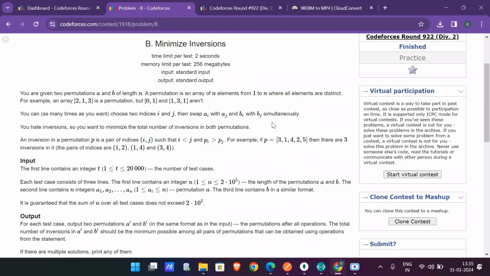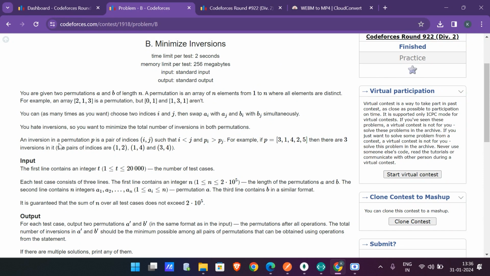Hi everyone, today we are quickly diving into a coding challenge called Minimize Inversions. That is problem B from Codeforces Round 922, rated for Div 2. In this question, you are given two permutations A and B of length n. A permutation is an array containing n elements from 1 to n, which are all distinct. And your task over here is to minimize the number of inversions.